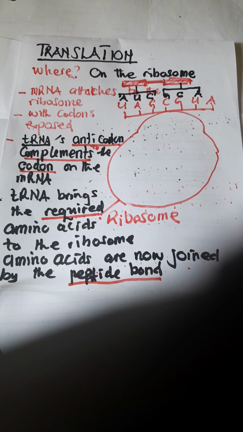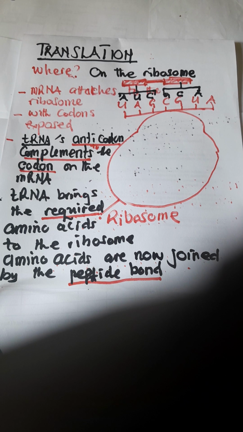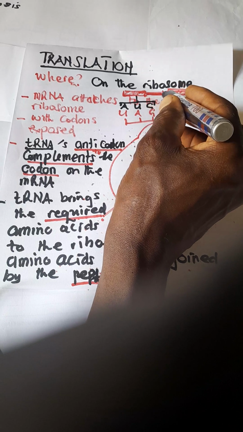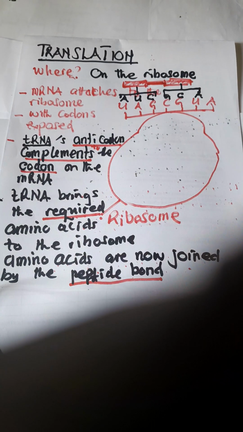Remember, we had the hydrogen bond. The hydrogen bond is found between two DNA strands, which bonds the base pairs together. But in this case, we are talking about a bond that joins the two amino acids. So between one amino acid and another amino acid, you are going to have the peptide bond.